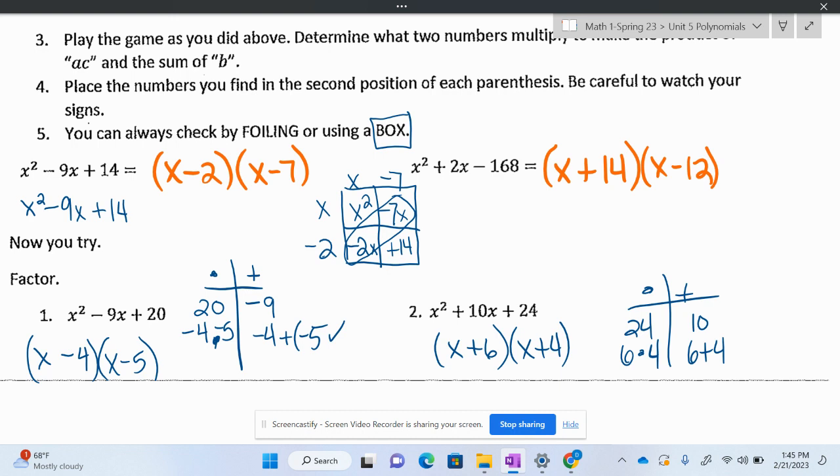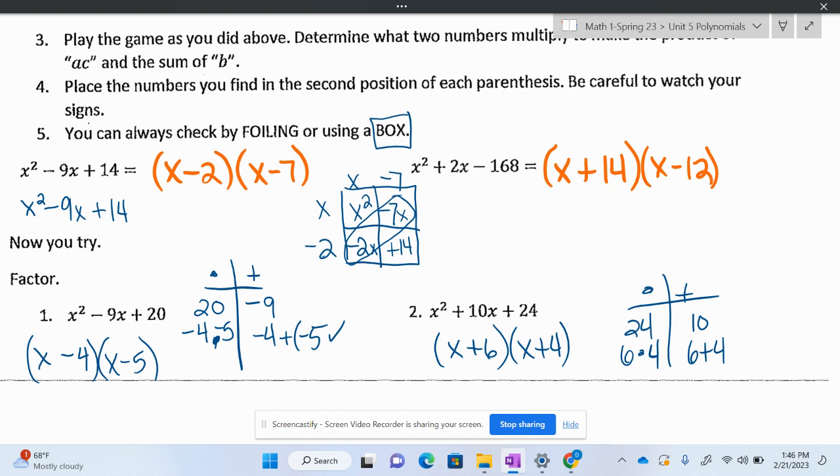Number 2, x squared plus 10x plus 24. My times plus chart, a times c is 24. B is 10. What two numbers can I multiply together to get 24 that when I add them, I get 10? x plus 6 and x plus 4. Because both of those are positive, I have to make sure I put them in there with a plus. That's what that little note number 4 says.